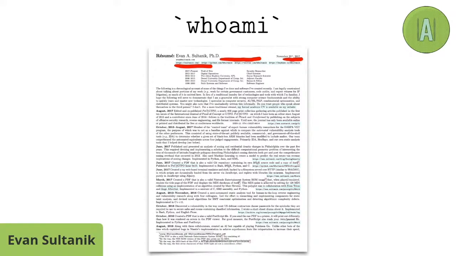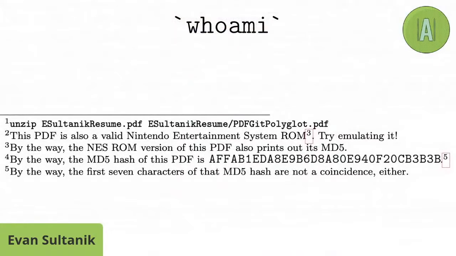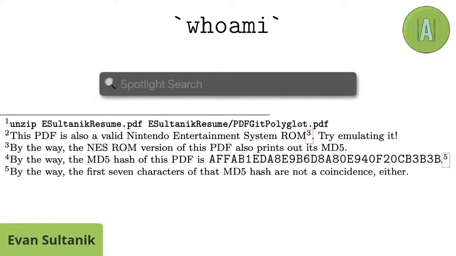Now, the reason why I'm showing you this specific version is you might notice at the bottom there are some curious footnotes here. First, it's asking you to unzip the PDF of my resume, and you'll get something related to Git. It also says that it's a Nintendo Entertainment System ROM. Also, somehow the footnote here is printing out the MD5 sum of the PDF itself, and so on and so forth. So let's confirm some of these things.